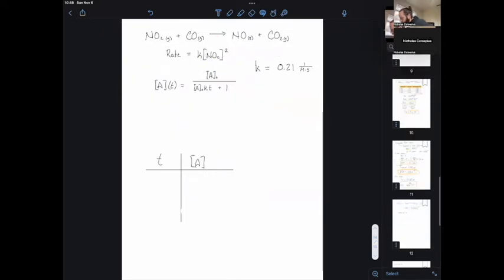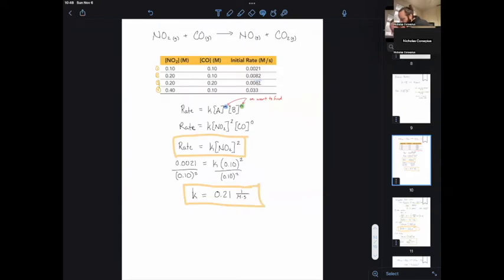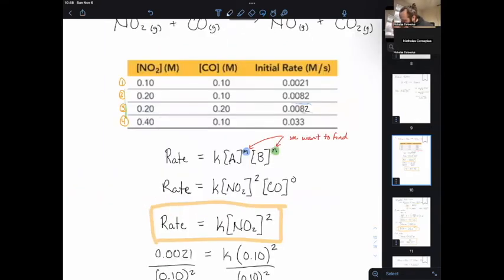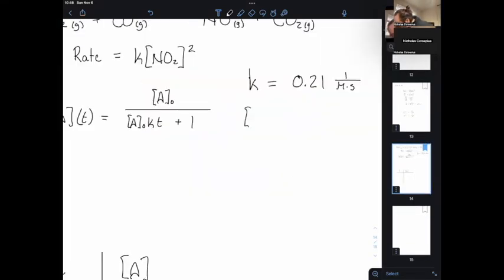And we're going to need an initial concentration of our reactant as well. And so let's just use this first data point here, where the concentration of the nitrogen dioxide is that 0.10 molar. So concentration of A initially is 0.10 molar.